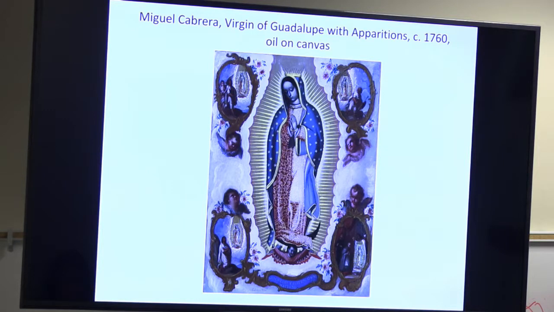And those of us who grew up Catholic, we all had lithographs of this in our home. I grew up with this image in my home. Yeah, we all have images of the Virgen in our home. We have little altars.